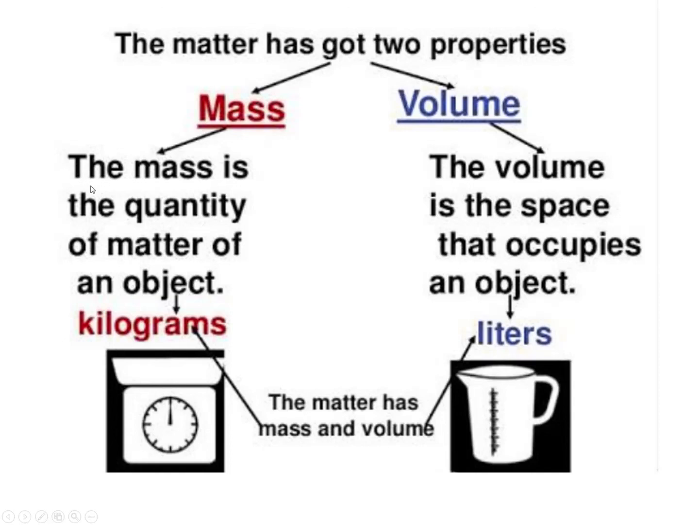So mass is the quantity of matter of an object. And volume is the space that an object occupies. Mass is measured in kilograms and volume is measured in liters. Okay, for example, it is a watch and it has weight. When we measure the weight of this watch, we measure it in kilograms.